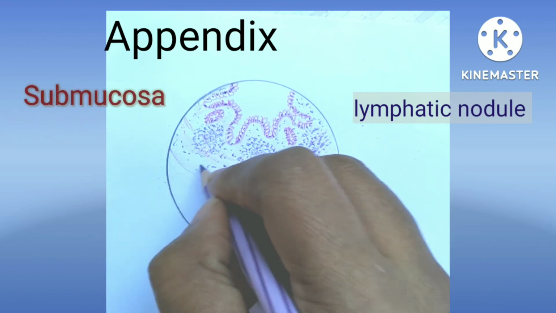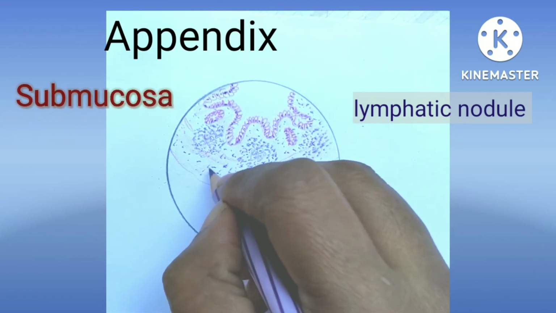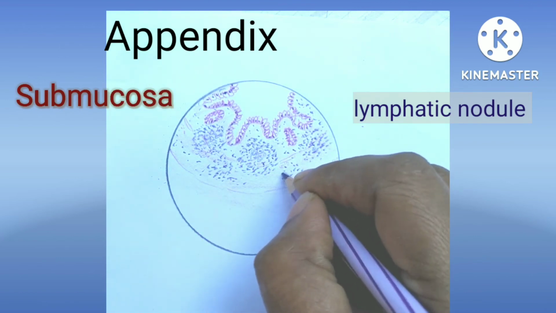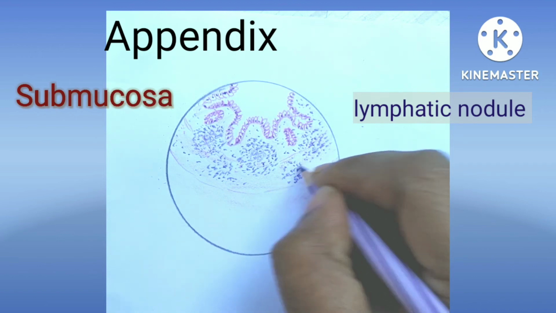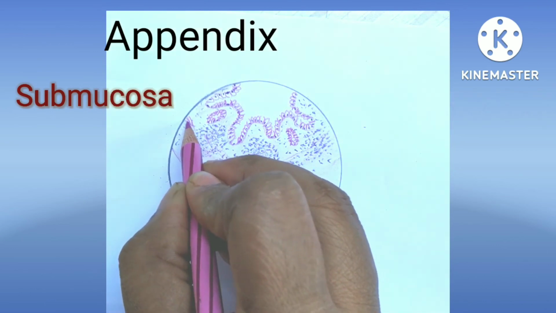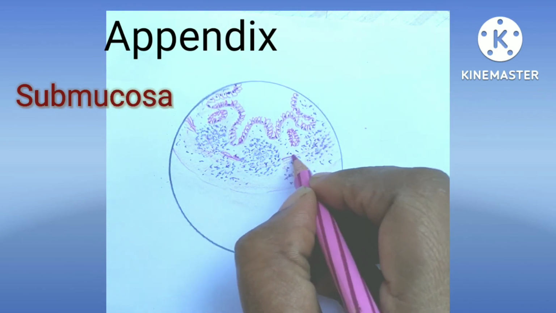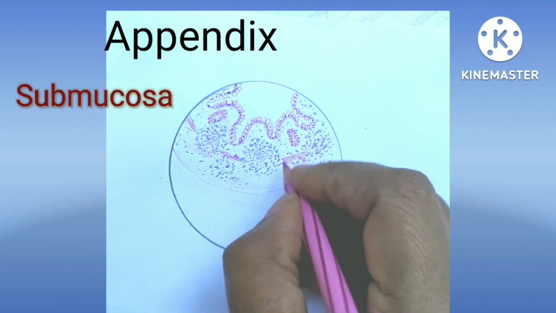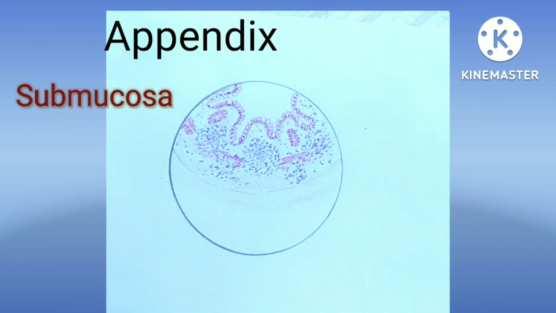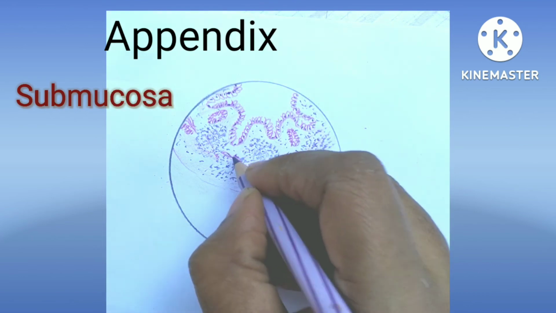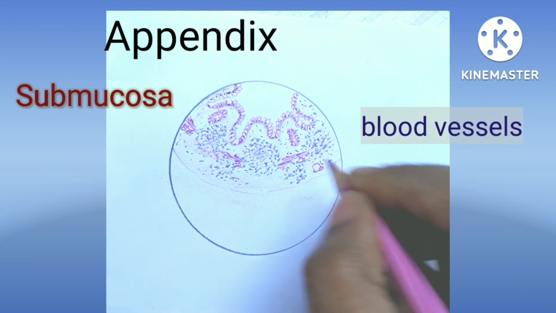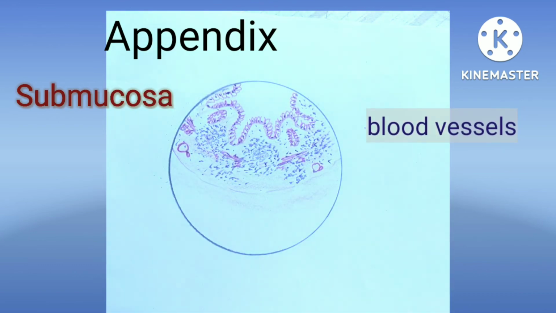In the submucosa also we have dense connective tissue, the blood vessels, lymphatics and all, and the lymphocytes which invaginated from the lamina propria, the lymphatic nodules and all we can see. Show the discontinuous muscularis mucosae. So it is better to draw the lymphatic nodule first, then in between show the muscularis mucosae. This is submucosa.